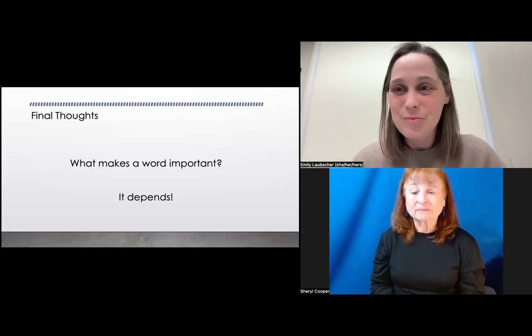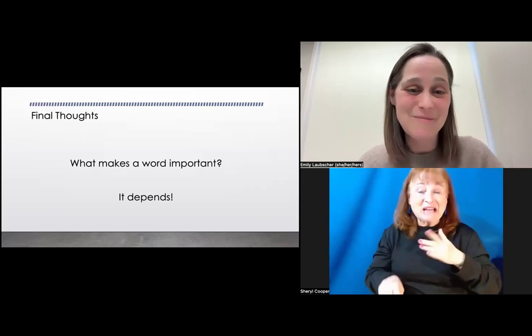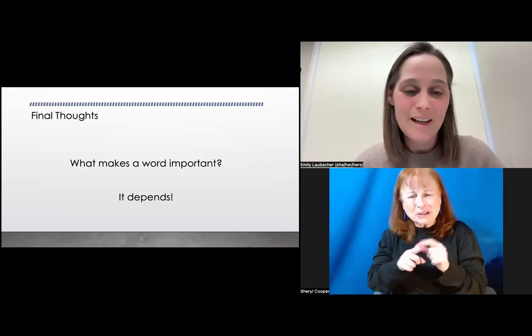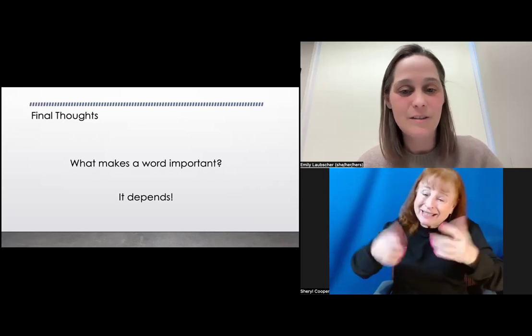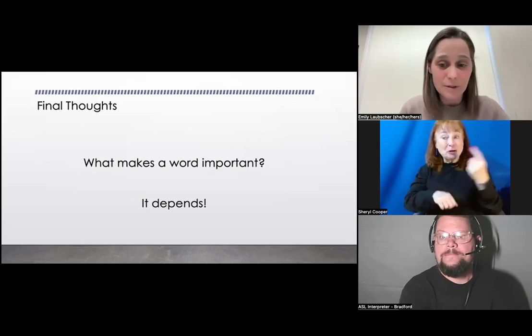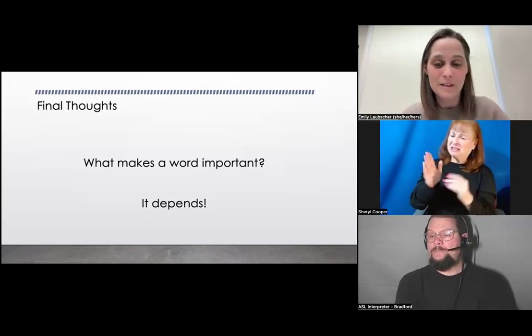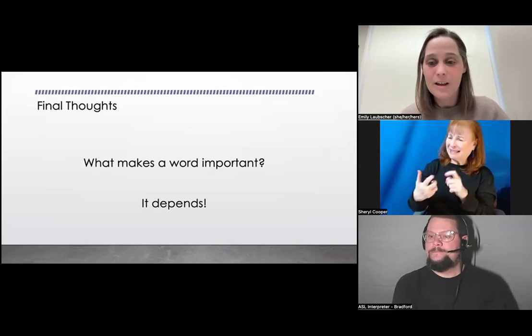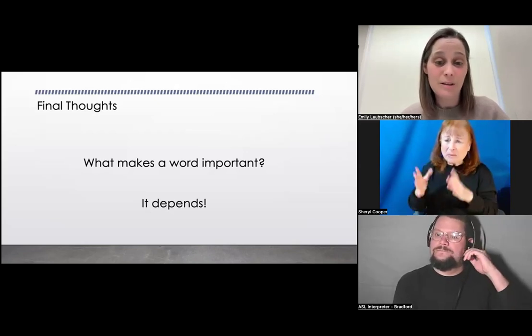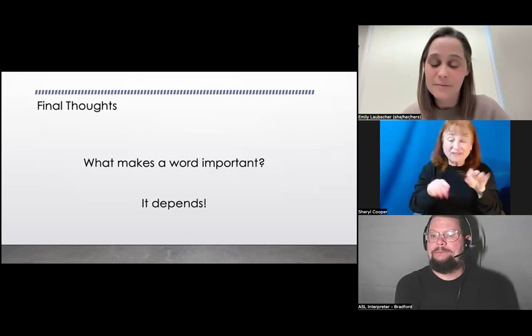So I'll end this part of the webinar by, I guess, answering my own question. What makes a word important? It depends. It depends on the context. It depends on individual interests and needs. And as we saw today, it depends on language level too. There's no single list of words that's going to meet the needs of every learner. And beginning communicators in particular need a highly personalized approach to selection of vocabulary targets.